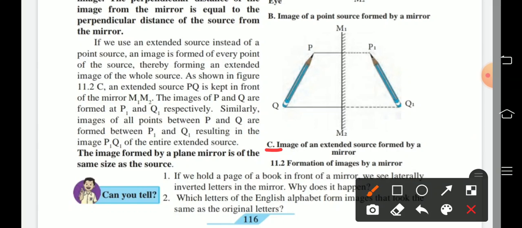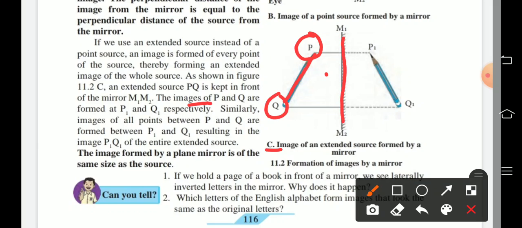If we use an extended source instead of a point source, such as one pencil showing here, this is an extended source, that is PQ, kept in front of this mirror M1, M2. An image is formed of every point of the source, thereby forming an extended image of the whole source. As shown in figure 11.2, an extended source PQ, that is one pencil, is kept in front of the mirror M1, M2.